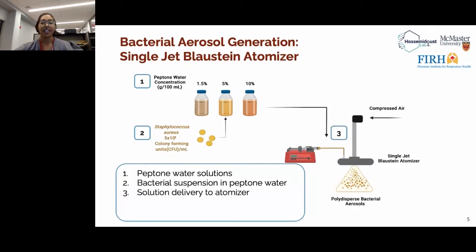To generate infectious aerosols, bacterial suspension in Peptone water, as well as compressed air, was delivered to the Blaustein atomizer. We specifically selected the Blaustein atomizer as it can be operated in single-pass mode, which does not concentrate the feed solution. Polydispersed bacterial aerosols are generated as high-velocity compressed air exiting from the nozzle of the atomizer breaks up the liquid.